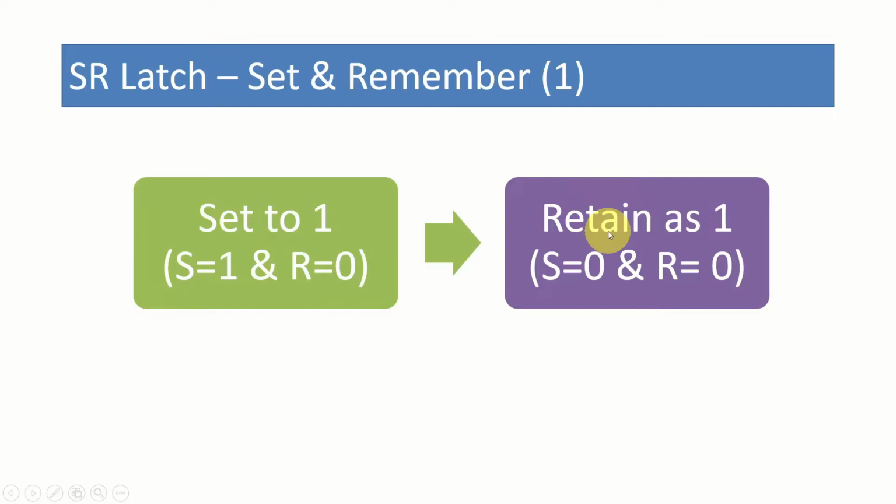So how do we set the SR latch into the 1 state? We have to provide the S equals 1, R equals 0 input combination. That is why this S is called S, because it sets. And in order to retain it, we have to maintain the S equals 0, R equals 0 input combination. Then it is going to retain the set value of 1. First, let's look at what happens when you send the S equals 1, R equals 0 combination and check whether it is really going to set it to 1.